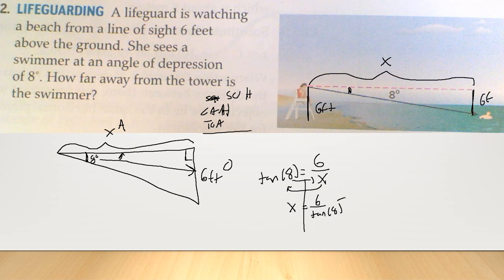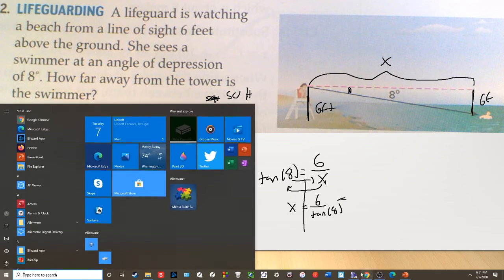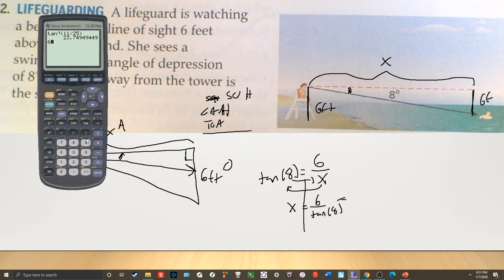And then you simply plug this into your calculator. 6 divided by tangent of 8, not tan inverse, because we're finding a side here. Again, finding a side length means normal trig functions. 42.7 essentially.